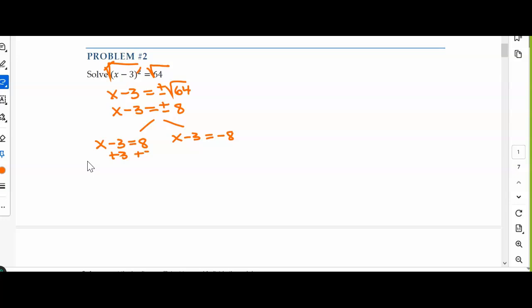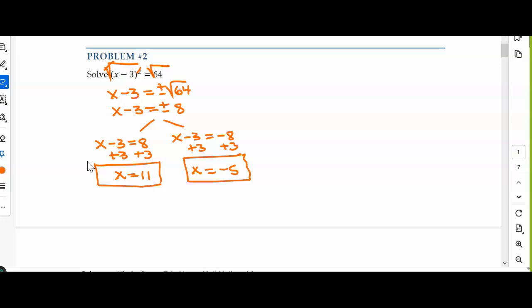So let's add the 3 over. So I get x equals 11 for one of my answers. And add the 3 here, I get x equals negative 5. Okay, and again, if I check those solutions, I'll find out that both of them are good solutions. But it's always a good idea to do some checking.